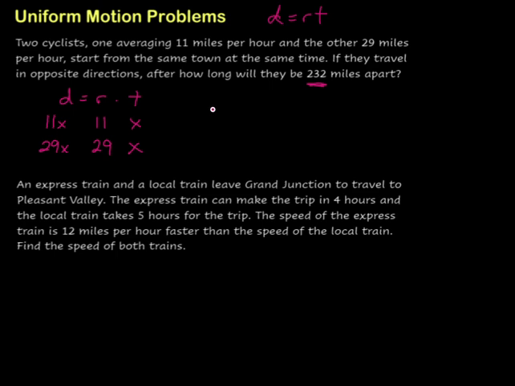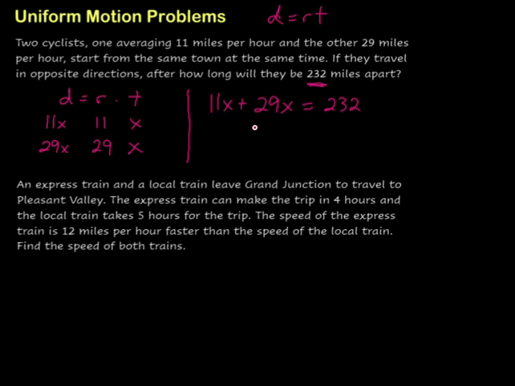Because the first one, 11 miles an hour, each hour they're traveling 11 miles. So like in 3 hours, they travel 33 miles and so on. So these two distances, if we add them up, need to total 232 miles. So 11x plus 29x is equal to 232 miles. We can handle that, right?